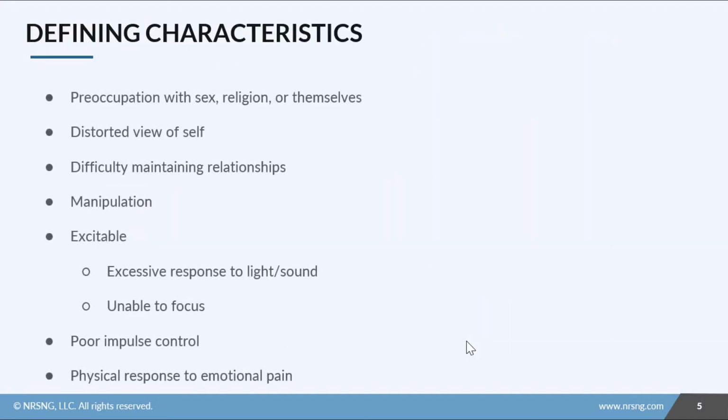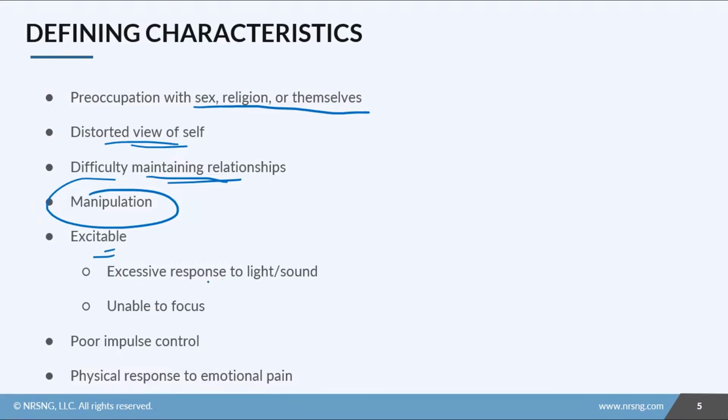So some other defining characteristics, patients with personality disorder tend to have a preoccupation with sex, religion, or themselves, and a distorted view of themselves, whether it's excessively high or excessively low. And all of this just makes it very difficult to maintain relationships. And many of these clients may become expert manipulators to get their way. They also tend to be very excitable, so they'll have excessive response to light or sound, be unable to focus, and possibly even have poor impulse control.